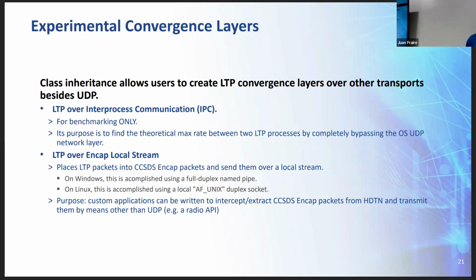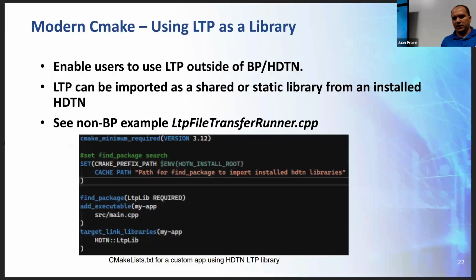And real quick, we have class inheritance, so you can write other LTP convergence layers that don't use UDP. We did one over IPC, interprocess communication or shared memory, for the purpose of benchmarking and defining the max theoretical rate of the LTP processes, bypassing the OS and UDP. We wrote another one for NCAP where you could intercept LTP NCAP packets if you want to avoid the whole UDP stack, and maybe you want to interface that with a radio API instead of using UDP.